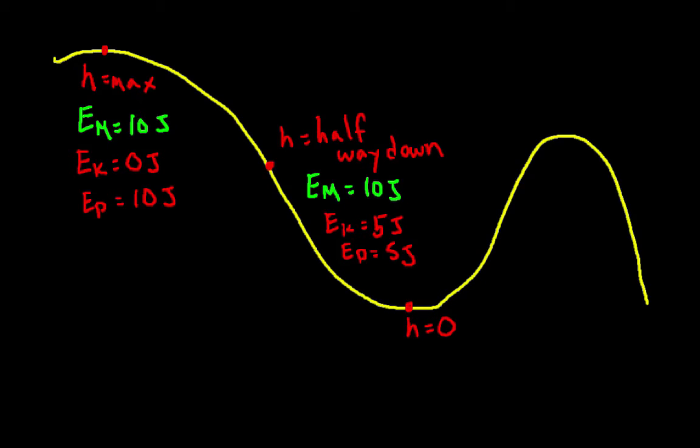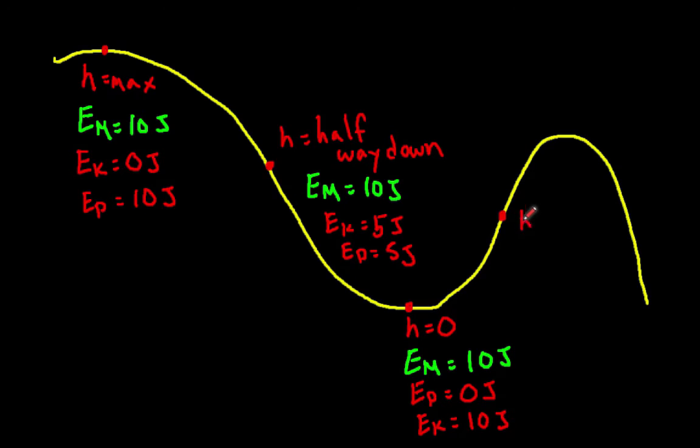When the ball gets to the very bottom at the ground, the height is 0 meters. The mechanical energy is still 10 joules. But since the height is 0, the potential energy must be 0 joules, which means the kinetic energy must be the total 10 joules, because 10 plus 0 makes 10.